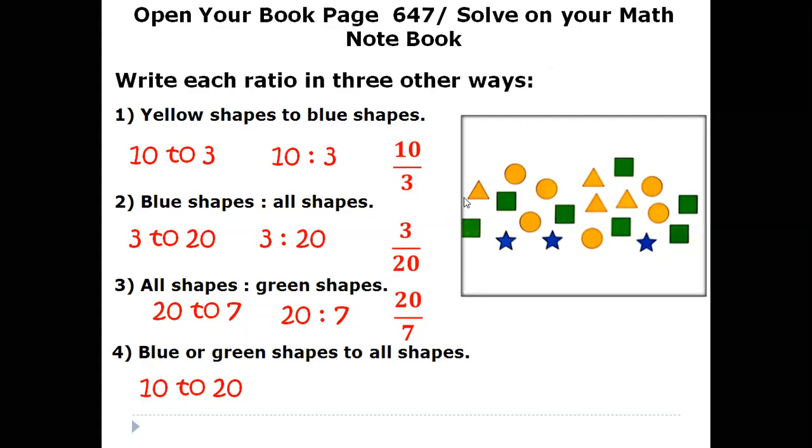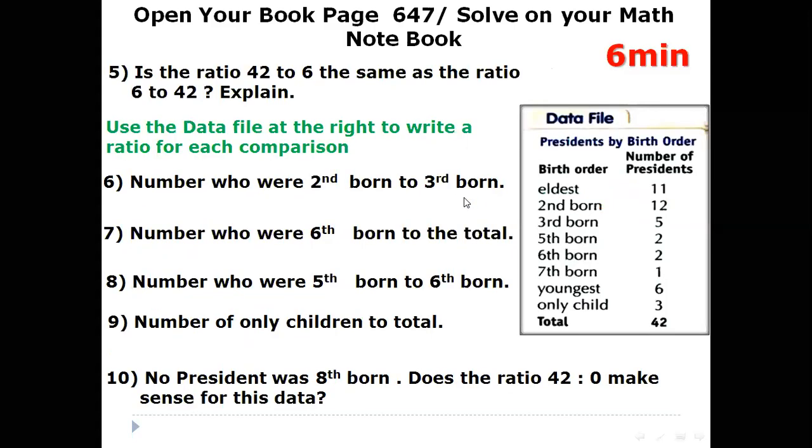Okay, these are the 3 ways. You have another 6 minutes to do these questions 5, 6, 7, 8, 9, 10. So take your time with 6 minutes, pause the video. Once you're done, you can continue watching to see the answers.